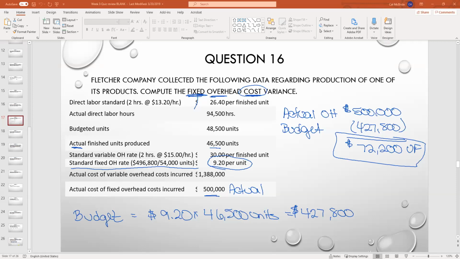Real quick question. How come we aren't multiplying it by the budgeted units and instead we're using the actual finished units produced if we're looking for the budget? Because we're figuring out the cost variance. So you have to isolate the cost. So it's the actual units times the budgeted rate compared to the actual units times the actual rate. Got it. Okay.